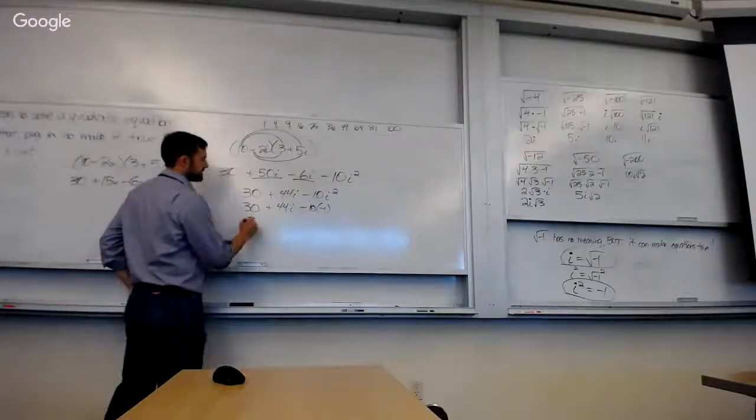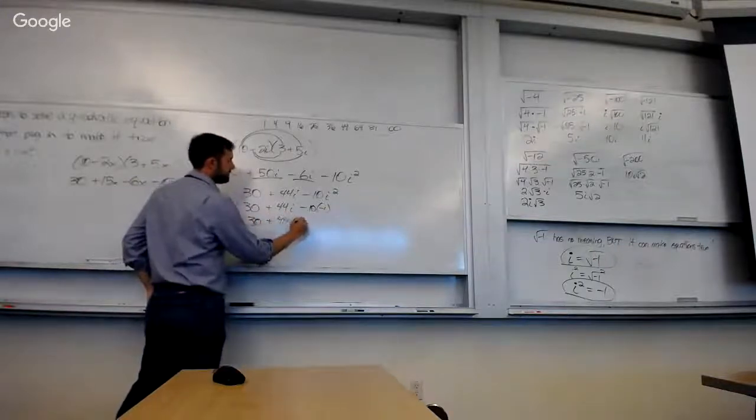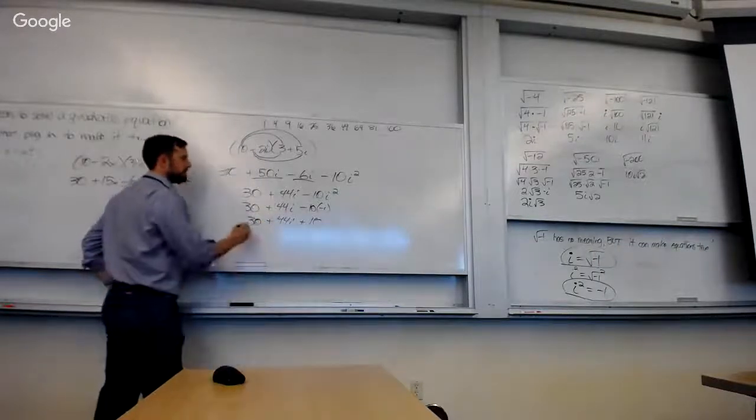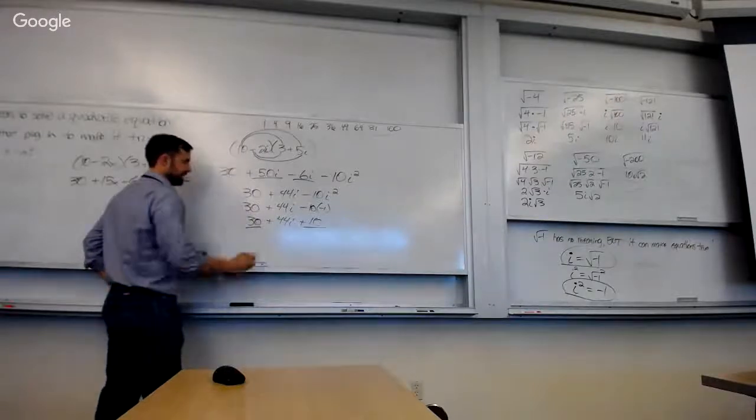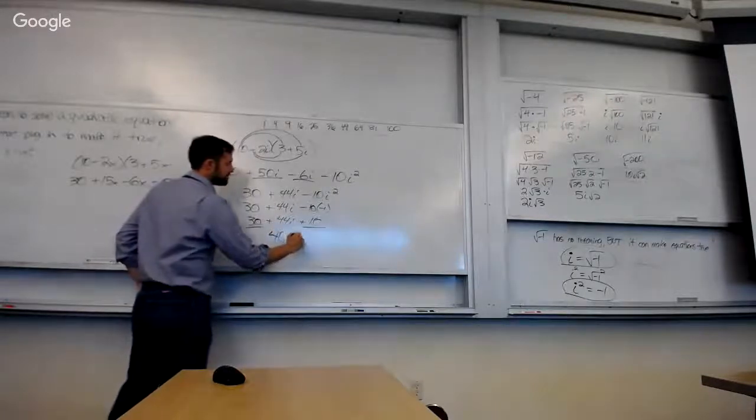And so what does that give us? 30 plus 44i plus 10. And so we can combine like terms again. And we end up with 40 plus 44i.